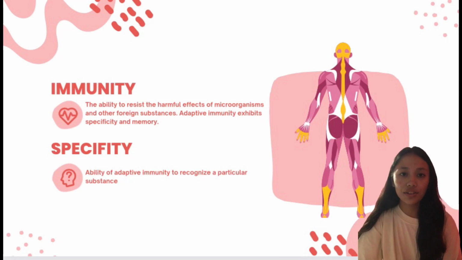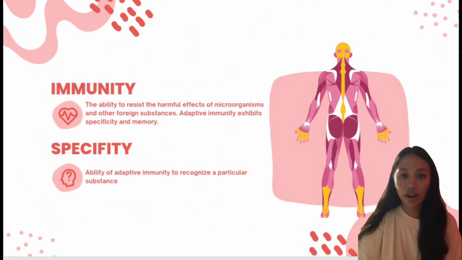And now, let's move to immunity. First, let's define what immunity is. Immunity is the ability to resist the harmful effects of microorganisms and other foreign substances. Adaptive immunity exhibits specificity and memory. Innate immunity does not show specificity or memory.